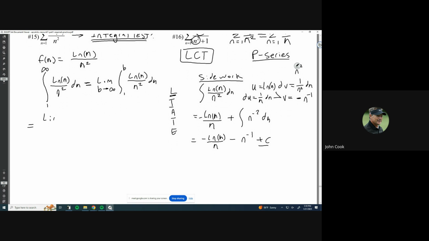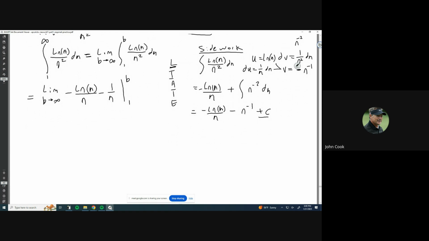So then we've got the limit as b goes to infinity of, and now I'm going to use my antiderivative, negative natural log of n over n minus 1 over n, evaluated from 1 to b. Okay, so now I'll use the fundamental theorem of calculus and plug the b value in. So the limit as b goes to infinity of negative natural log of b over b minus 1 over b, minus, and now I'm going to plug in 1, negative natural log of 1 over 1 minus 1 over 1.